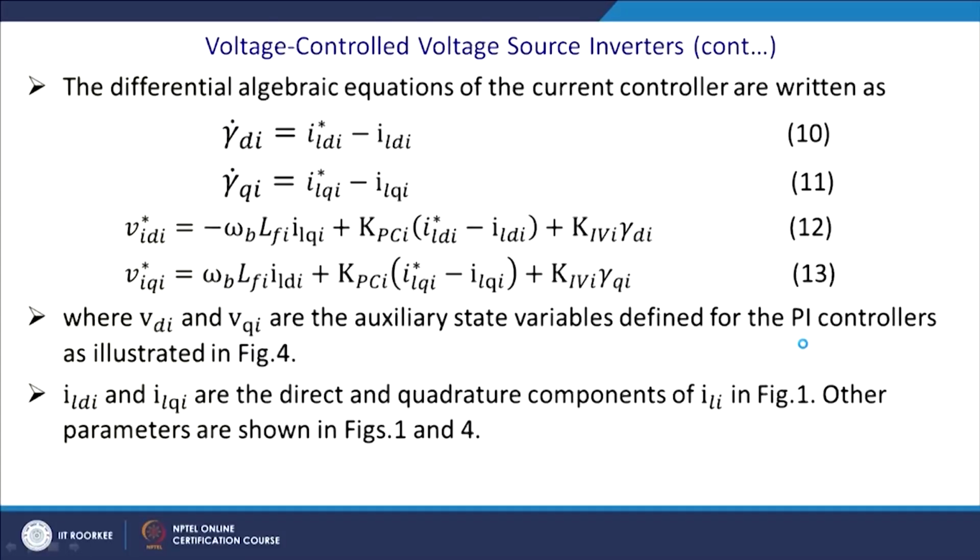So, the general algebraic equations of the current controller are written as lambda di equal to ILdi minus ILdi. If you differentiate it, similarly you get the q axis value, and if you substitute it, that is the d axis inverter voltage, that is omega b LFI into ILQI plus this current controller's PI controller term plus this one, since it is integrating the current, so that will be a charge. So, into lambda di, where Vd and Vq are the auxiliary state variables of the PI controller of the state variable 4, ILdi and ILqi are the direct and quadrature axis components of the load current Li, and other parameters are shown in this figure.